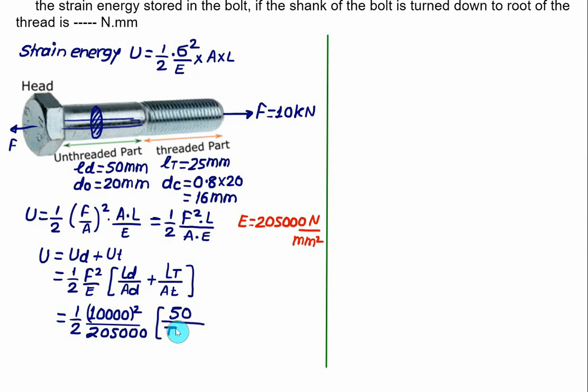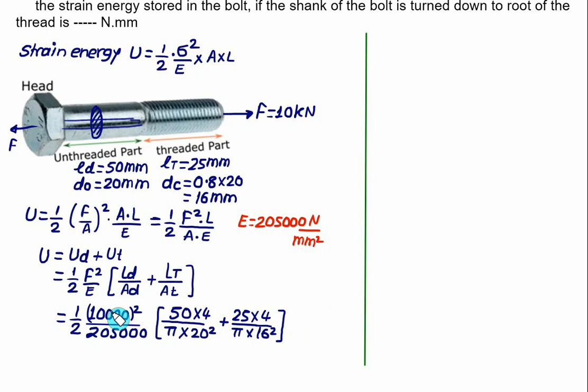pi, 4 will shift to the numerator, multiplied by the nominal diameter equal to 20, and you have to make a square of it, plus the length of the threaded portion equal to 25 divided by pi by 4. 4 will shift to the numerator, and we have the core diameter for the thread portion as 16. So we have to divide by 16 square. Solve this, you will get the total strain energy.